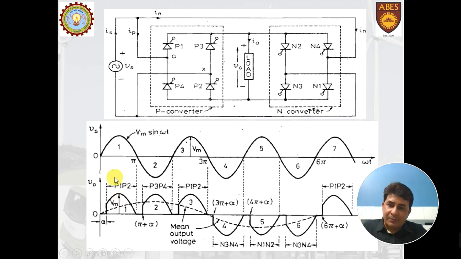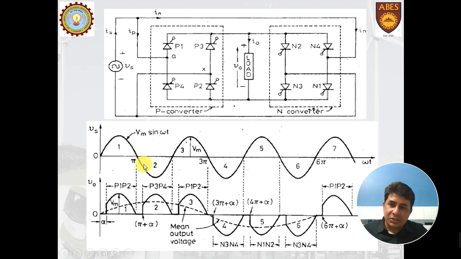During this time, alpha equals 30°. During this time, P1, P2 will work. This time output will be 0. Then P3, P4 will be fired. Then output will be 0. Then P1, P2 will be fired, and so on. So for the first three halves, we will get the positive supply. For the next three halves, we'll get the negative supply. So this dotted line indicates the output that we are getting.